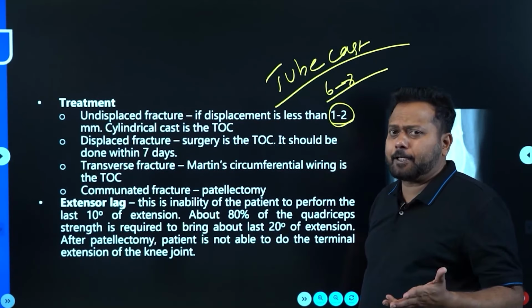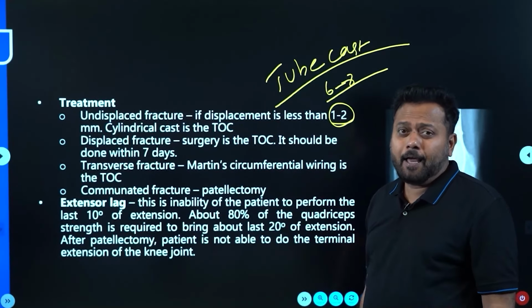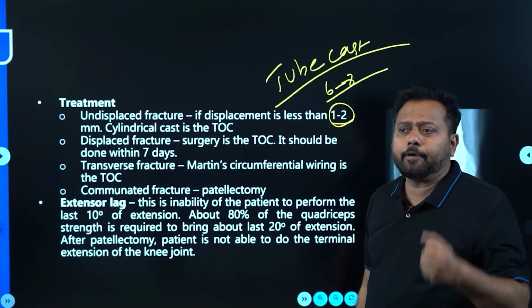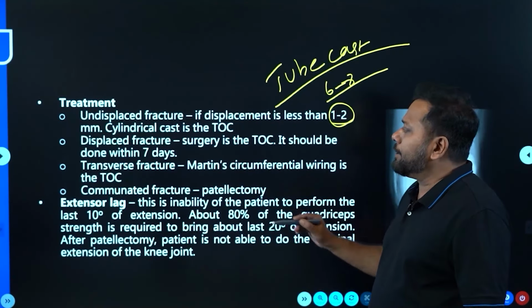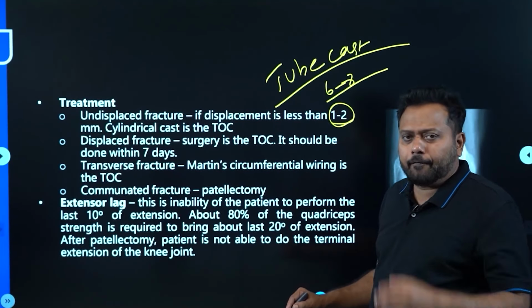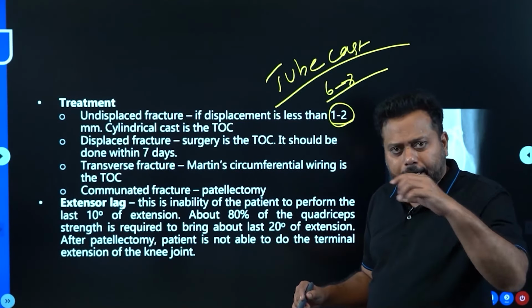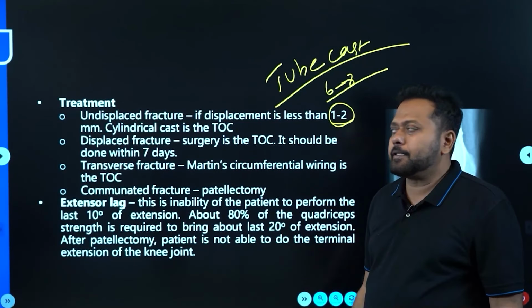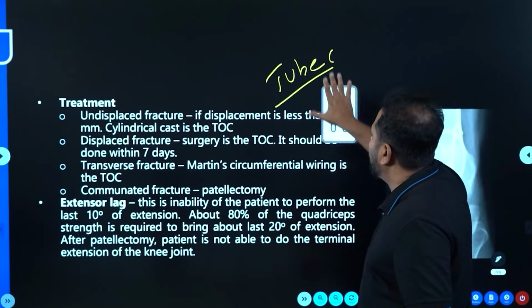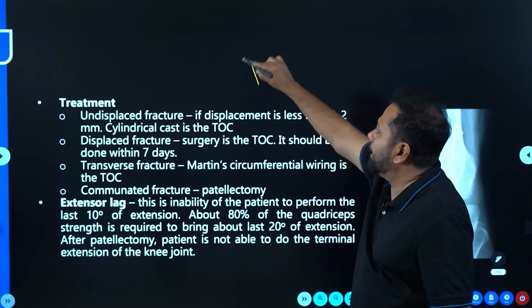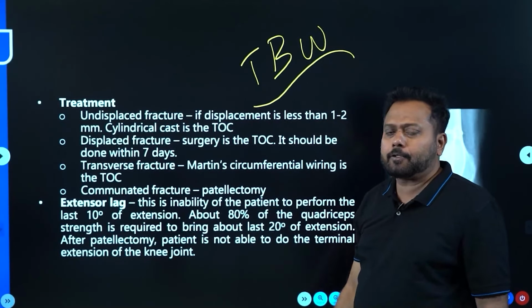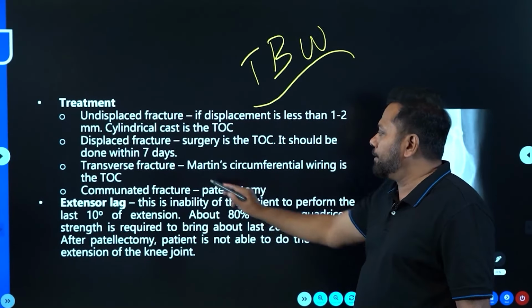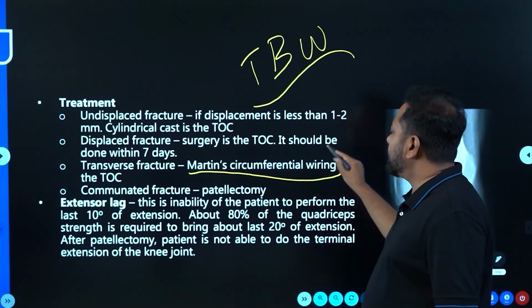If it's a displaced fracture patella, that is, the gap is more than 2 millimeters, it needs fixation, it needs surgery. You cannot treat it conservatively. When you treat conservatively, it will go for non-union. So, it needs fixation. What is the surgery of choice? If it is a displaced transverse fracture patella, the treatment of choice is the time-honored tension band wiring, TBW. The full name of that is Martin's circumferential tension band wiring.